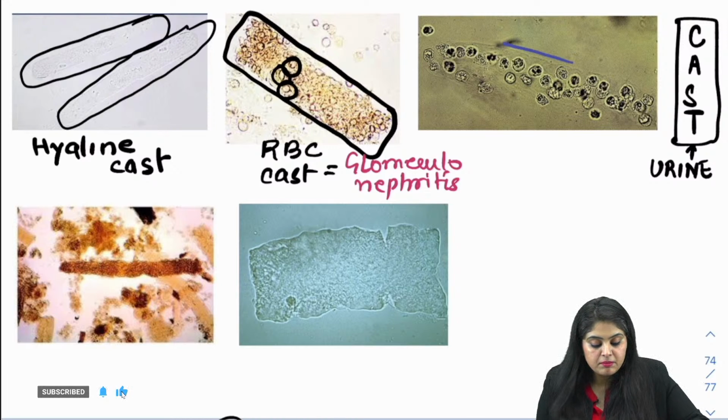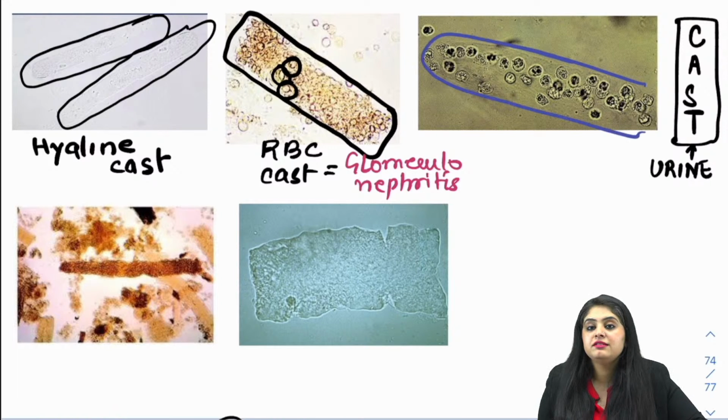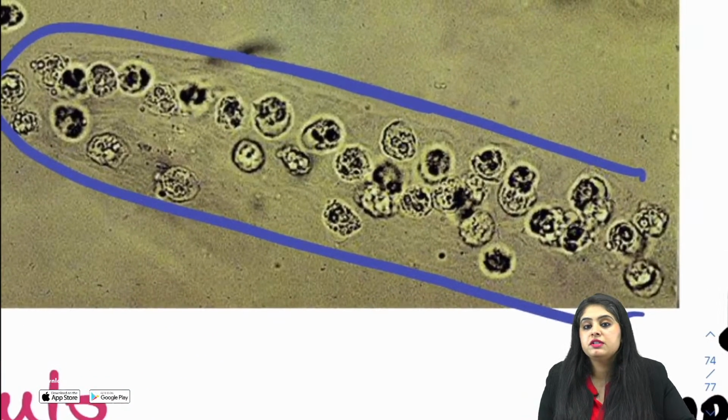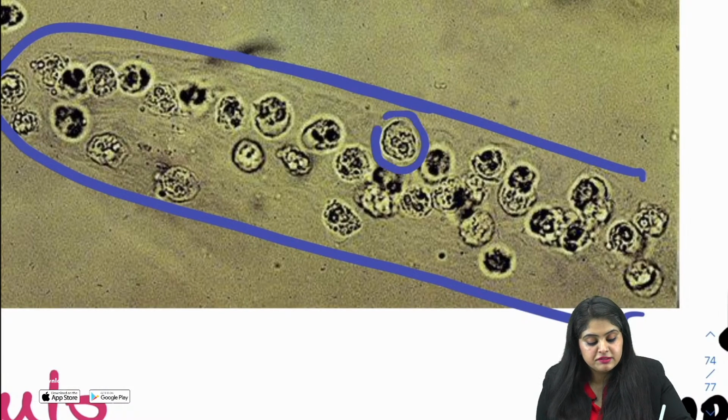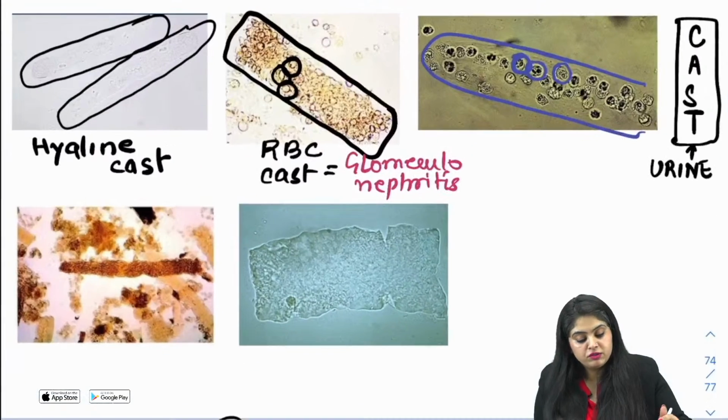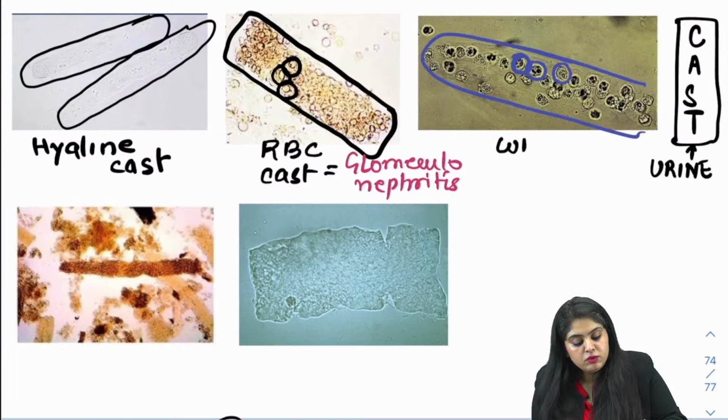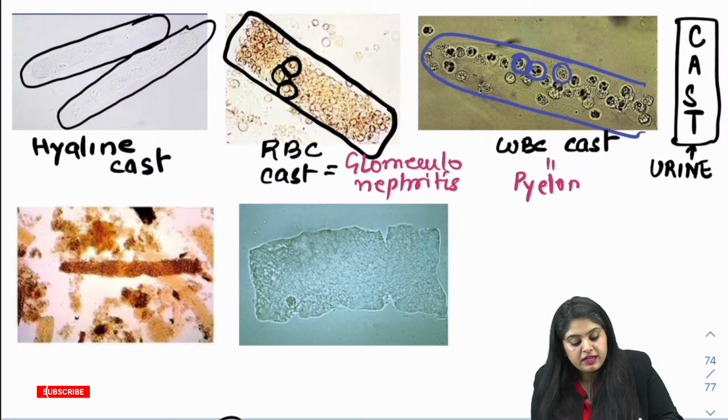Ma'am, the same hyaline cast, but something else is sticking on top of it. What is sticking on top of it? Some cells, white blood cells are sticking on top of it. So that is going to be the WBC cast, and that is what you see in a case of pyelonephritis. Very good, pyelonephritis. So simple.